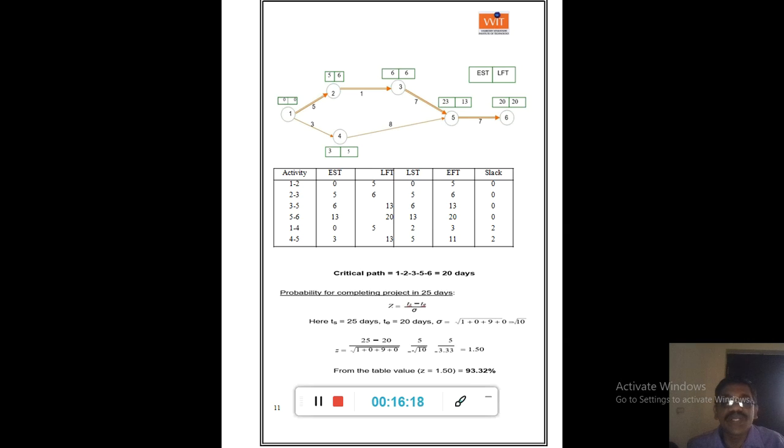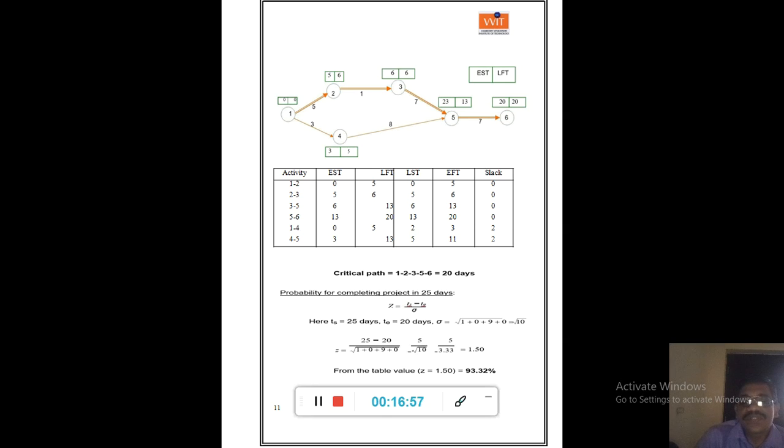Now the probability of completion of the project in 25 days. What is the formula for finding the probability of completion of the project? Z is equal to T minus E by sigma. The probability of completion of the project is denoted by Z, in 25 days. So the scheduled time is 25 days and the expected time you already found, that is 20 days. Z is equal to Ts minus Te by sigma. Ts is equal to 25 and Te is 20.